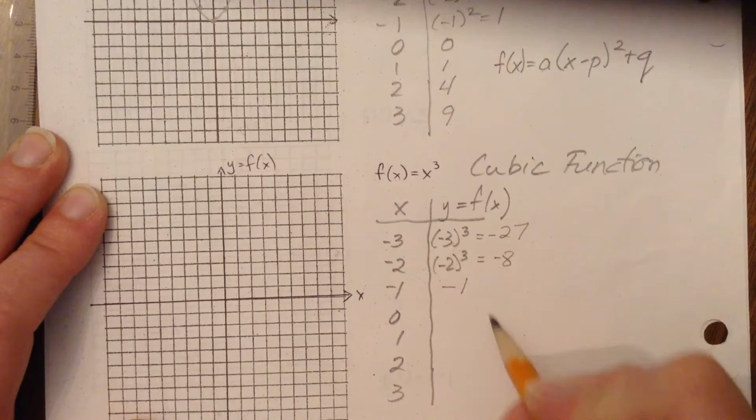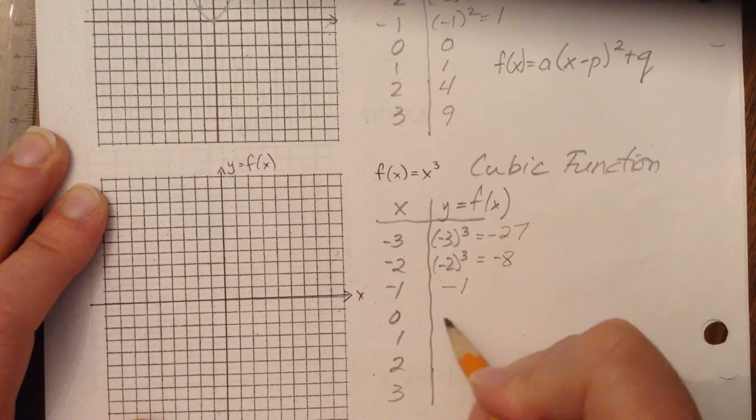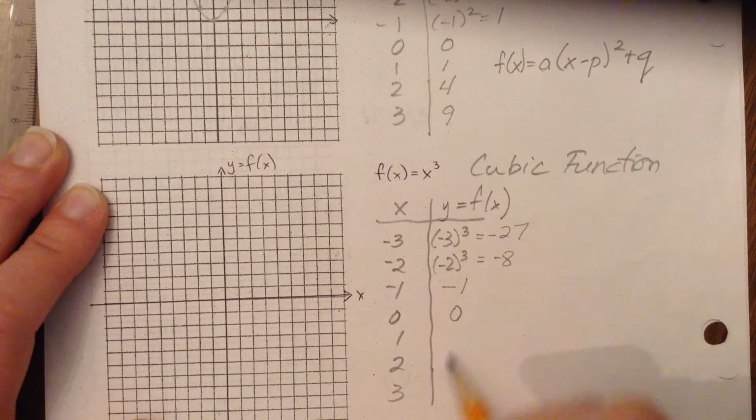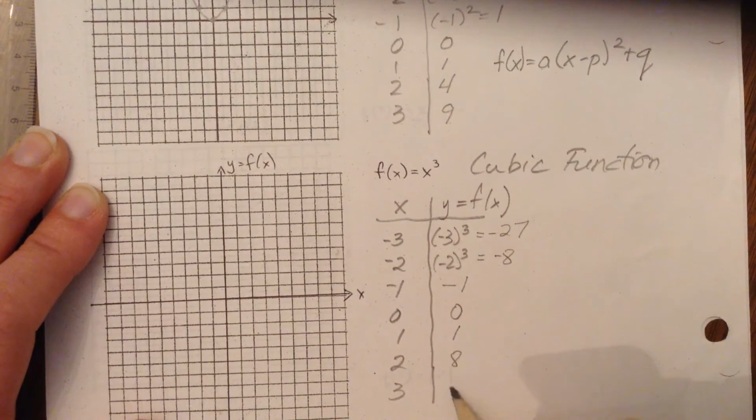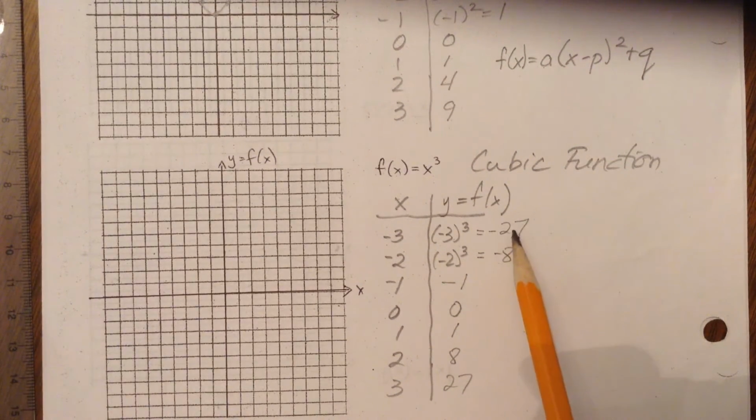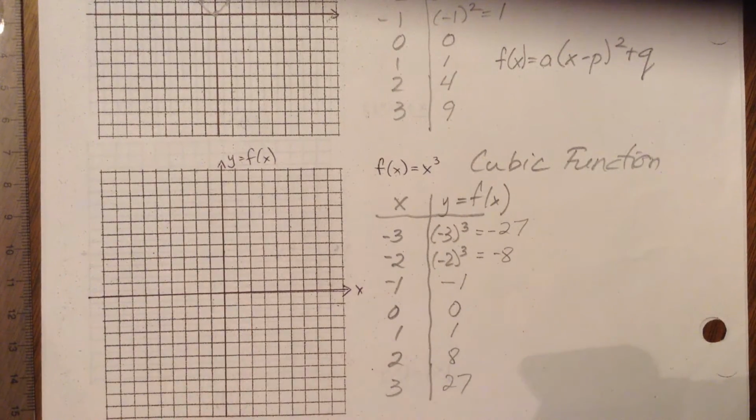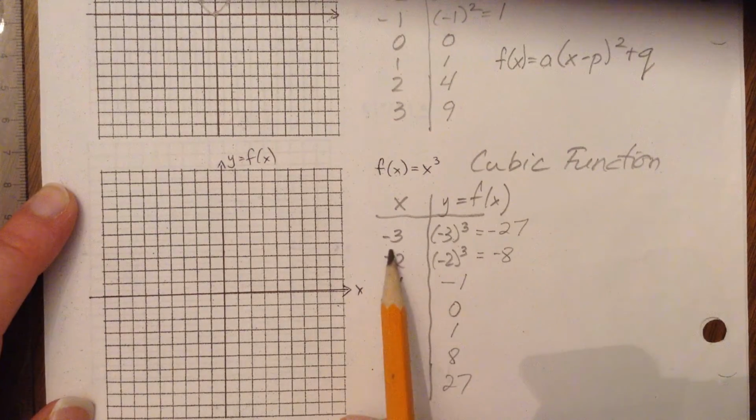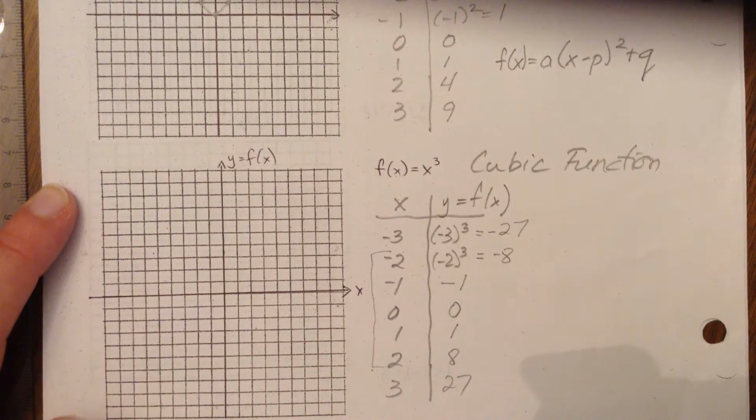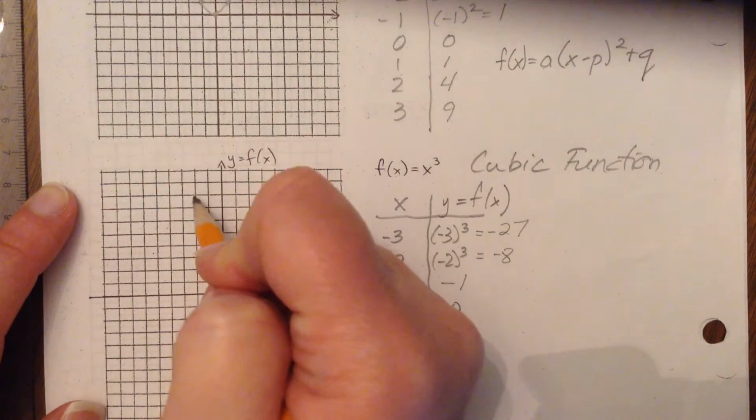-1 cubed is -1. 0 times 0 times 0, of course it's still 0. Now we get 1, 8 and 27 when we substitute those values in. Some of these numbers are going to be just too big for me to fit on the y-axis because I don't have a very big range here, but I'm going to plot these values here just to get an idea of the shape of the function.